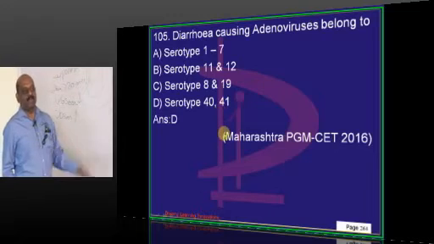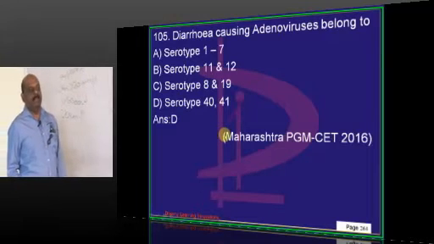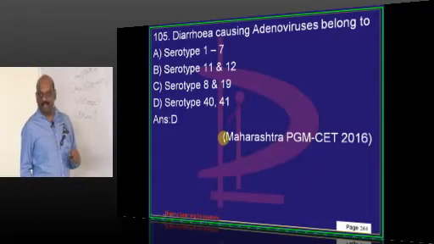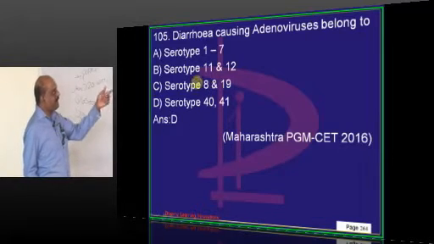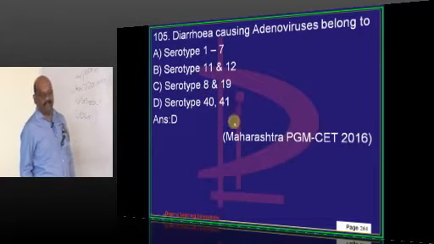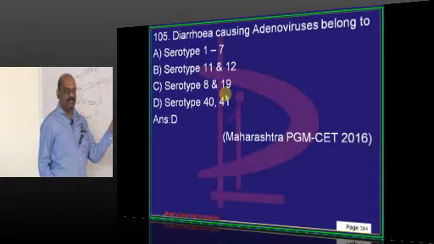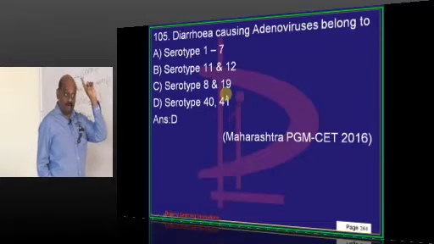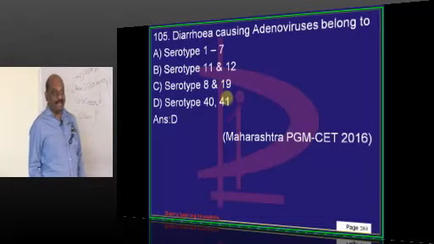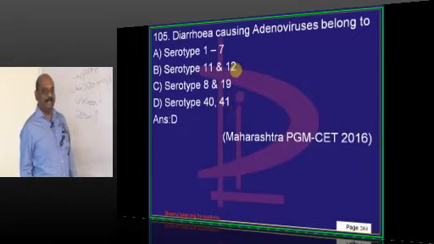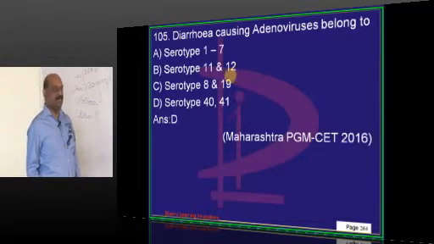This is a useless question once more. Adenovirus, who will remember the serotype count? Who will remember? Type 5, type 7, 40, 41. I think a similar kind of cruel question was in COMEDK. Hemorrhagic enterovirus leading to conjunctivitis belongs to which subtype? Leave it.